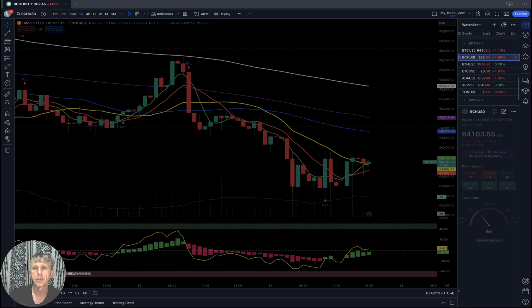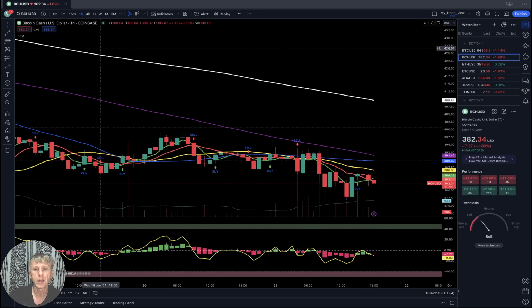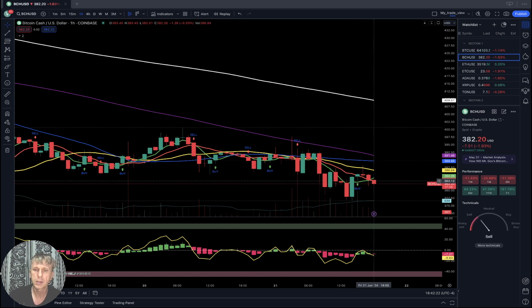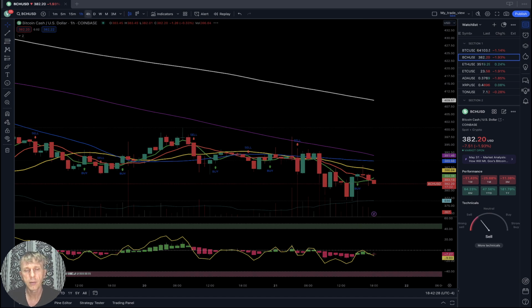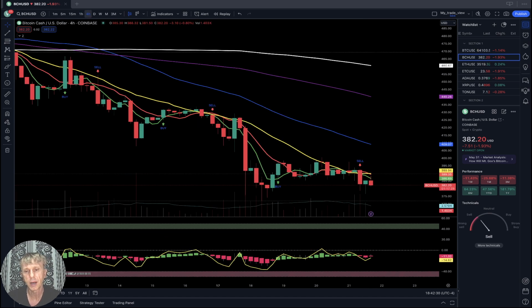Bitcoin Cash minus almost 2%. 1 hour time frame, also it did bounce. SMA 5 did a bullish crossover, but the last bar is still below all moving averages, still bearish trend. 4 hours time frame for Bitcoin Cash, last bar still below all moving averages, still bearish trend.